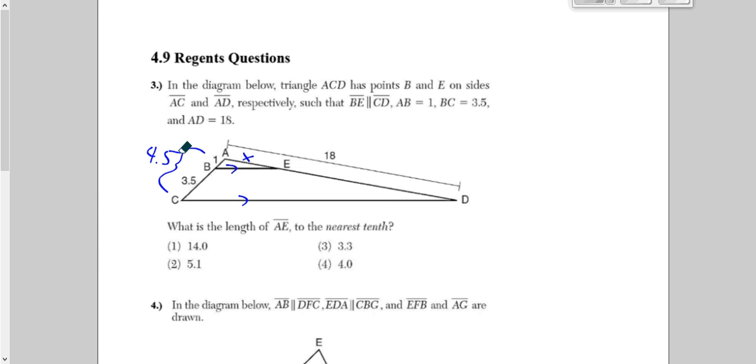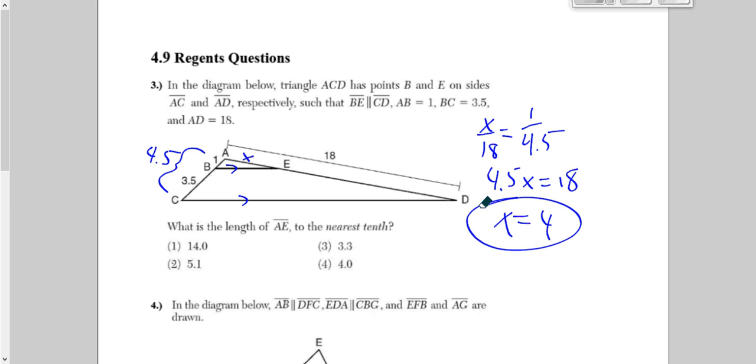Because the 18 is an entire side, right? So let's see. X over 18 is going to equal what over what? 1 over 4.5, right? We could have done this the other way too, like the last one. I could have made that x and this would be 18 minus x and done it the longer way, right? But why do that? So we get 4.5x equals 18, x equals 4.